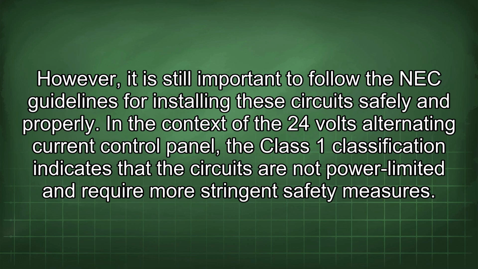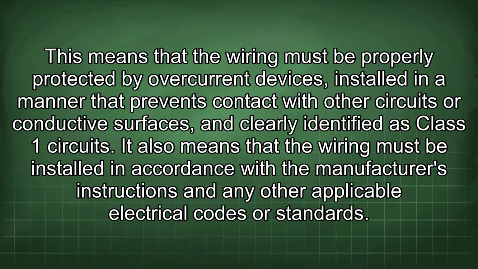In the context of the 24 volts alternating current control panel, the Class 1 classification indicates that the circuits are not power limited and require more stringent safety measures. This means that the wiring must be properly protected by overcurrent devices, installed in a manner that prevents contact with other circuits or conductive surfaces, and clearly identified as Class 1 circuits.